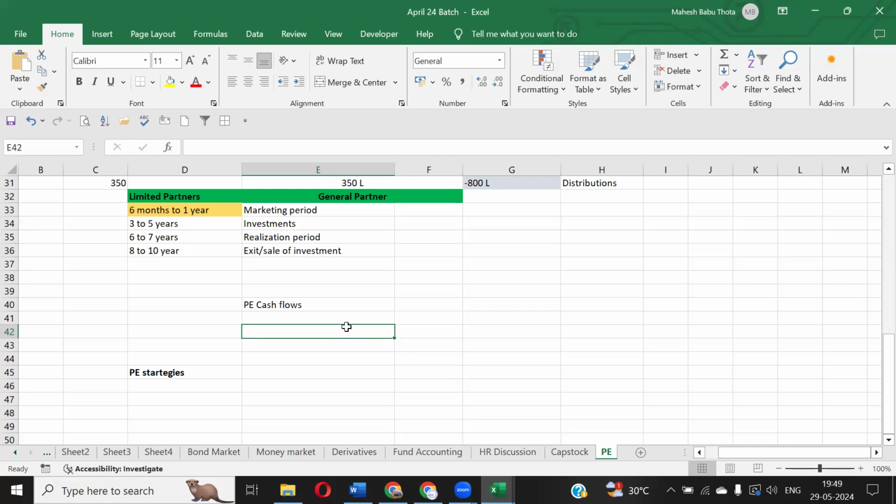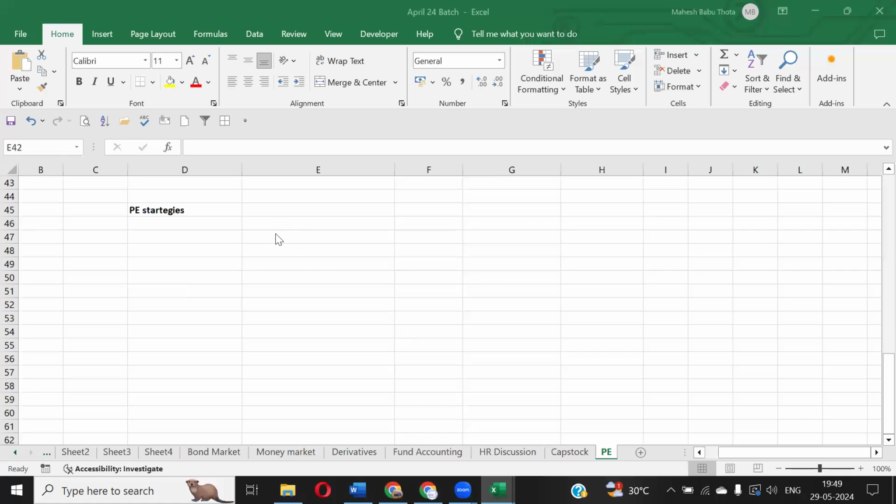The limited partner will be with the fund for a certain period of time, and the general partner is the fund owner, I mean, the fund itself. Is this what we discussed in the previous class about general partner and limited partner? Then what is an LPA?